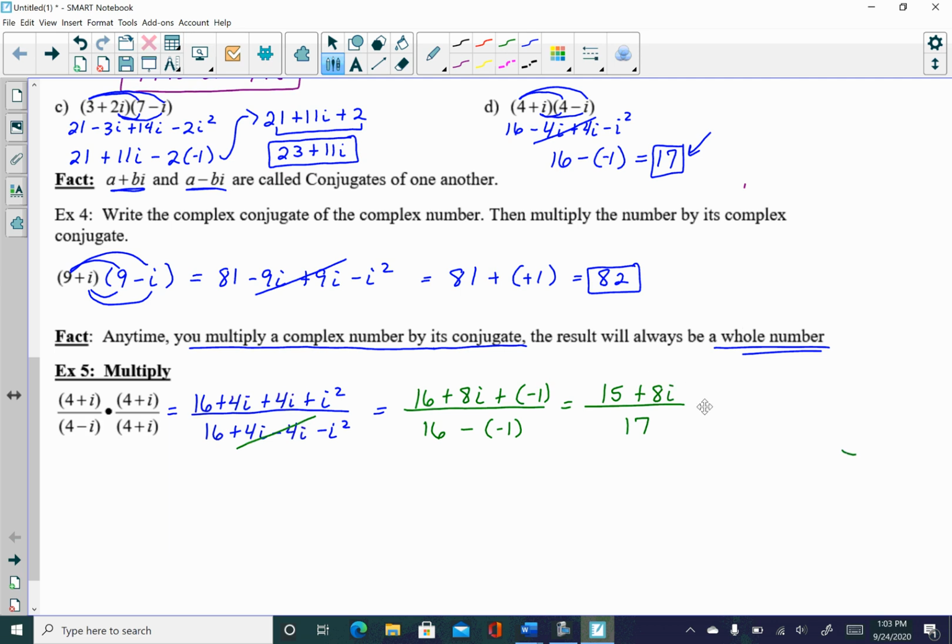I do believe that in my lab math, it will break it up into the real part plus the imaginary part, like that. So 15 over 17 plus 8 over 17 i. Okay, just so that you're aware of that moving forward.